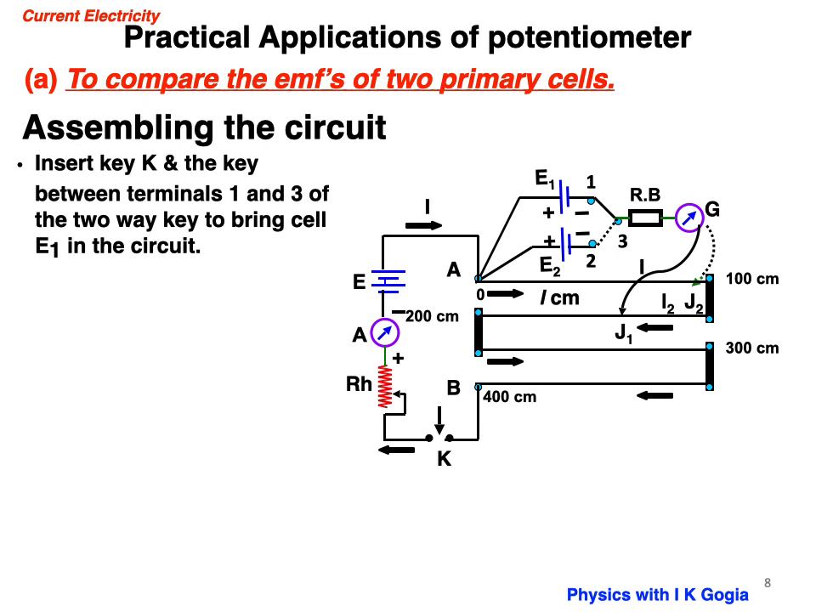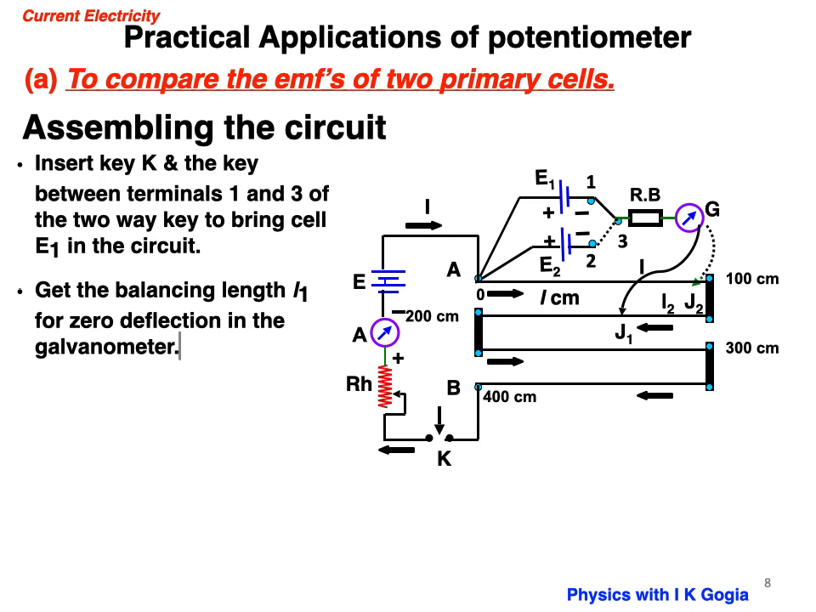We adjust the position of jockey J to a point J1 so that the galvanometer shows no deflection. In this case, the EMF E1 of the cell is balanced by the potential difference across length AJ1 of the potentiometer wire. We call this balancing length as L1 for zero deflection in the galvanometer. We get E1 is equal to KL1.